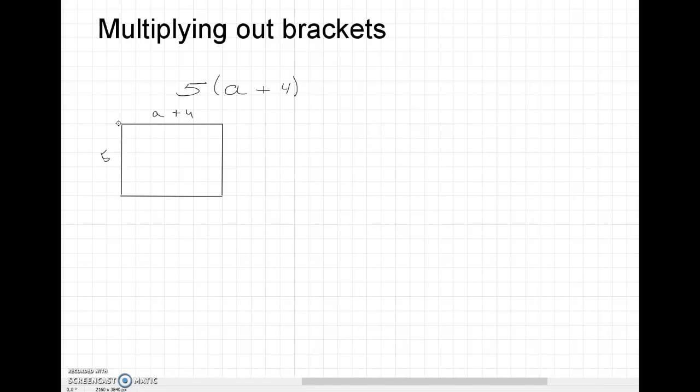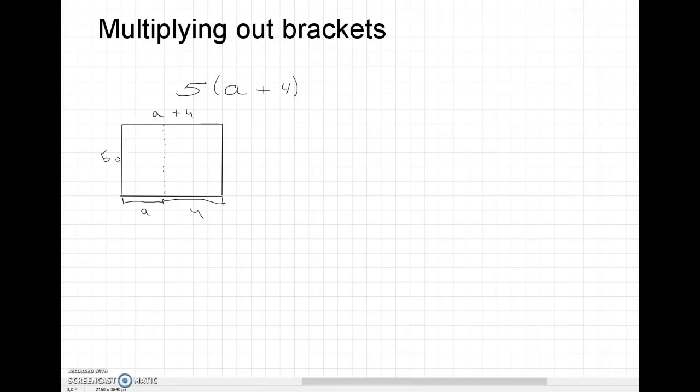Look at the rectangle with sides 5 and a plus 4. Because the area is side times side, the area of this rectangle is 5 times (a plus 4), so precisely this expression. We can look at the area by dividing the rectangle in two pieces, such that this distance is a and this distance is 4. Then the area of the rectangle can be calculated by calculating the area of this rectangle and the area of this rectangle and then adding them together.